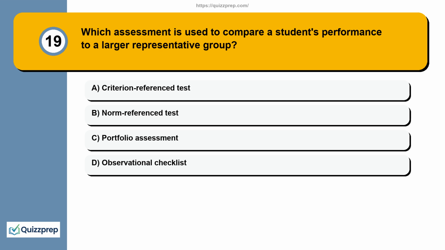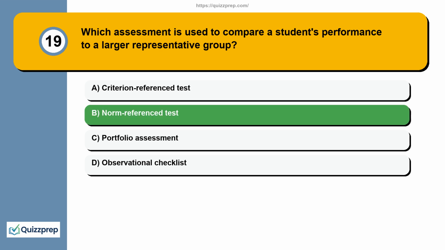Question 19. Which assessment is used to compare a student's performance to a larger representative group? Here are your options. Option A, Criterion Referenced Test. Option B, Norm Referenced Test. Option C, Portfolio Assessment. Option D, Observational Checklist.